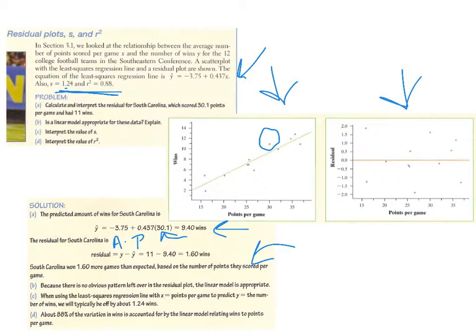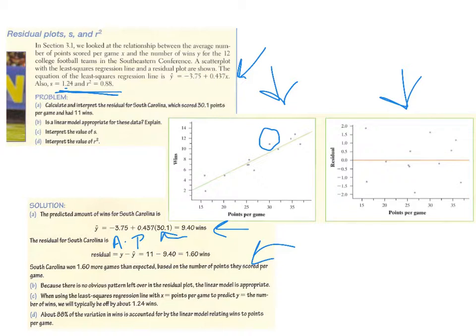What that means, because that's my interpretation part, that's the part we seem to struggle with a little bit, is that South Carolina won 1.6 more games than expected. We know it was more because it's a positive value, based on the number of points they scored per game. Again, we have to put that context in there.